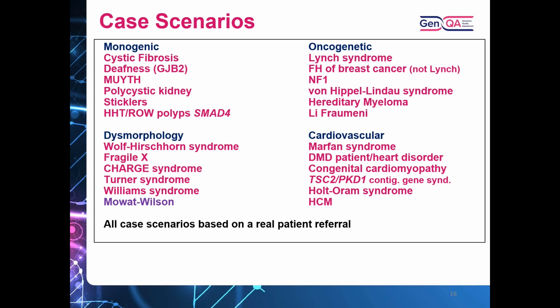There are 4 different clinical genetics EQAs: monogenic, dysmorphology, oncogenetic, and cardiovascular. And over the last 6 years, these are the syndromes and conditions that have been given to participants. All the case scenarios are based on a real patient referral. And I'm going to spend a little time explaining the case scenario for Mowat-Wilson syndrome so you can see how an EQA works in practice.